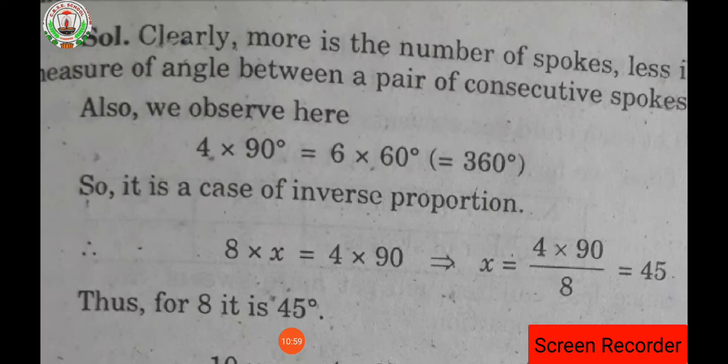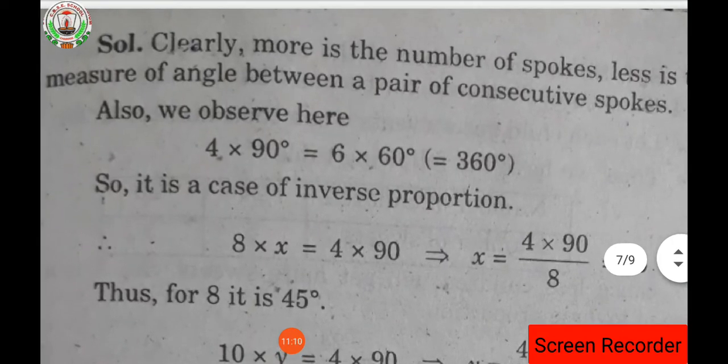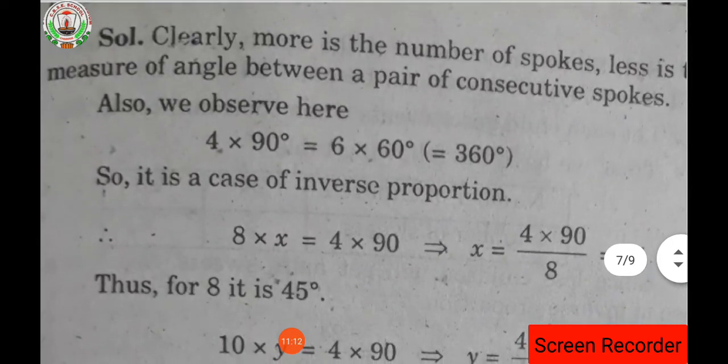Now, let's see what is asked in part A of the third question. Are the number of spokes and the angles formed between a pair of consecutive spokes in inverse proportion? That means here again it is asking whether it is an inverse proportion or not. So for that, what do we have to do? Solution: clearly, more is the number of spokes, less is the measure of the angle between a pair of consecutive spokes.